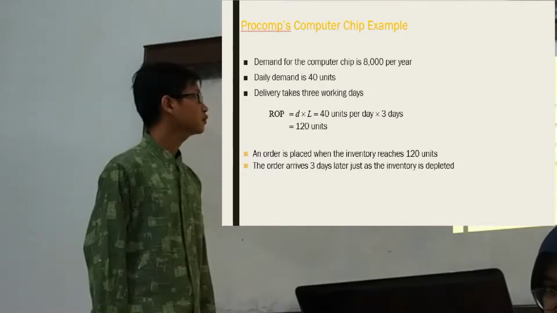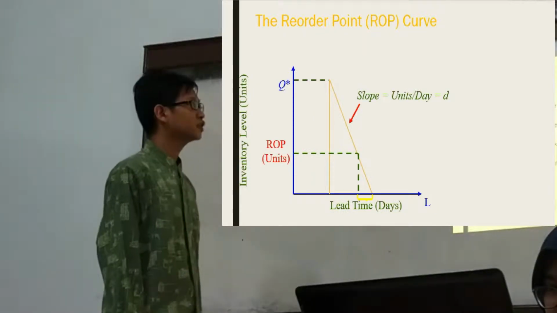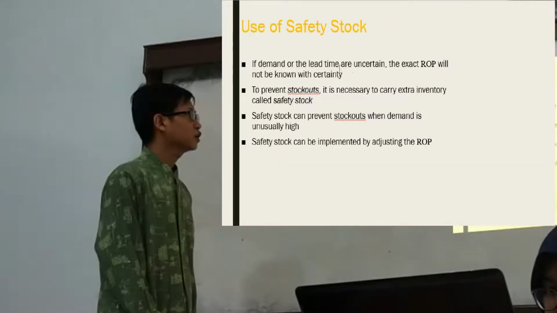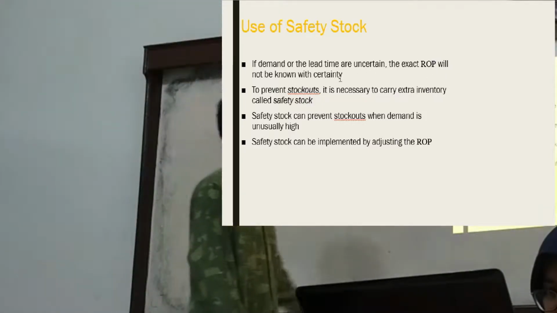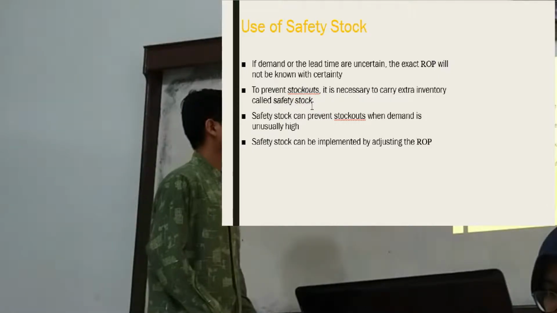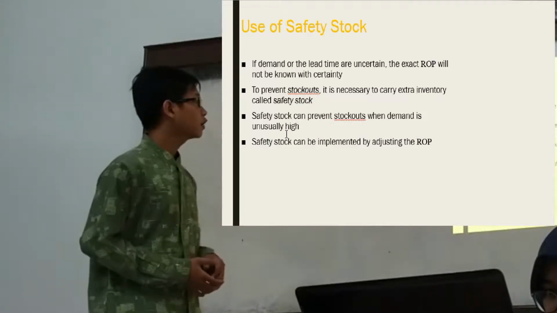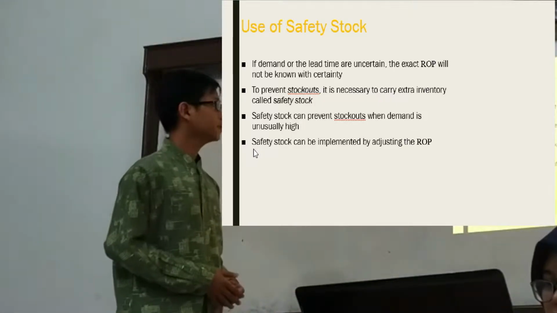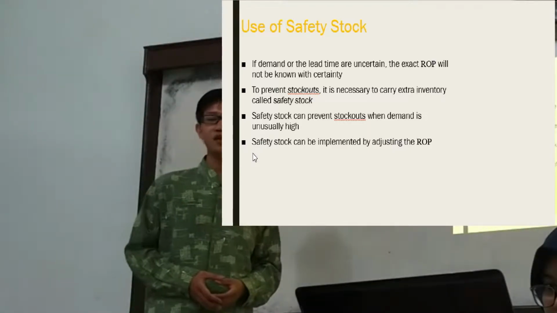Next, use of safety stock. If demand or the lead time are uncertain, the exact ROP will not be known with certainty. To prevent stock out, it is necessary to carry extra inventory called safety stock. We will talk about safety stock next time. Safety stock can prevent stock out when demand is unusually high. So if the demand is unusually high, we make the safety stock to prevent the stock out. Safety stock can be implemented by adjusting the ROP.